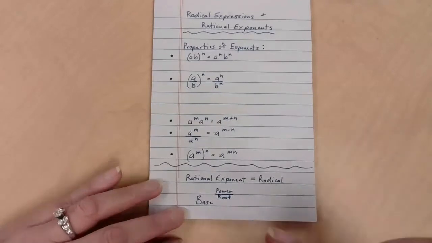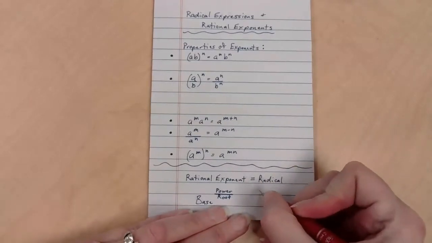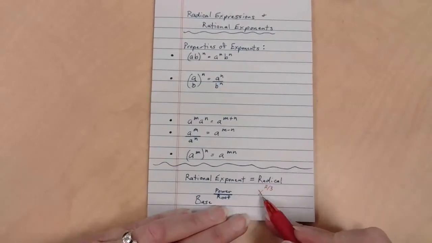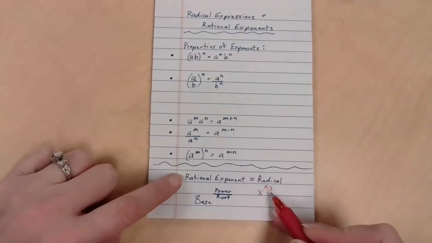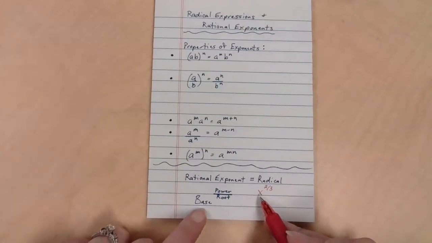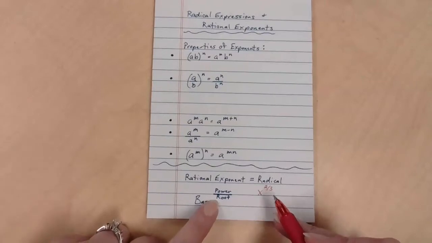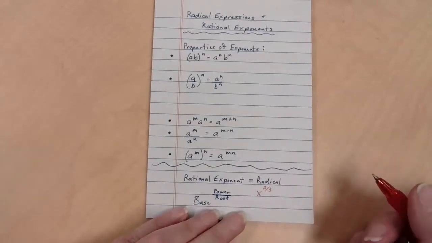By way of an example, let me show you this. Let's say that I've got x to the 2/3 power. X to the 2/3 power, well, that is a rational exponent. And that's my base, so this is power over root. The top number is the power, the bottom number is the root. So what is this saying? What's another way that I could write this?